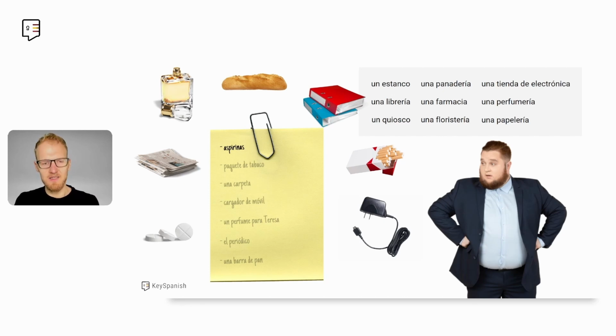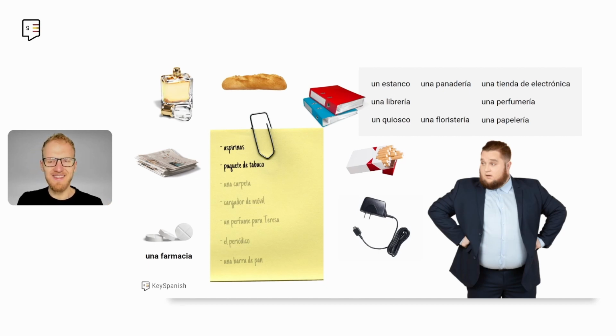He has to buy aspirinas. In what place do they sell what he needs? ¿Dónde venden aspirinas? En un estanco, panadería, una tienda electrónica, una librería, una farmacia, una perfumería, un kiosco, una floristería o una papelería. Again, more places to shop and more products to buy. So las aspirinas las compra en una farmacia. I'm sure you know already, we saw the word medicamentos in a previous lesson.